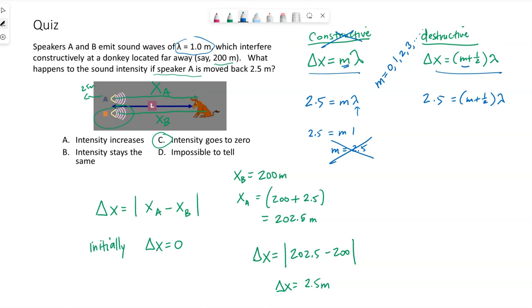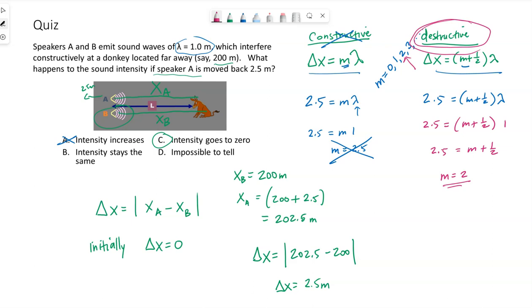So it cannot be A, because A, constructive, means it would get louder. Destructive interference. So we have our 2.5, we have our wavelength of 1, so 2.5 equals (m plus a half) times 1. If I subtract the half over, I find that m would be 2. And that is an allowed value. So that means this particular situation is destructive interference.